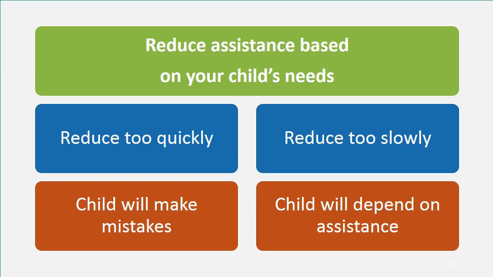If you remove assistance too quickly, your child may make mistakes. If this happens, return to the level of assistance where you last had success and try reducing again. If you remove assistance too slowly, it may take longer for your child to learn to complete the schedule independently, or they may learn to only complete tasks when assistance is provided.